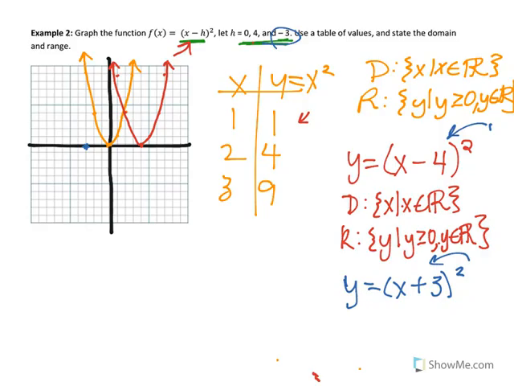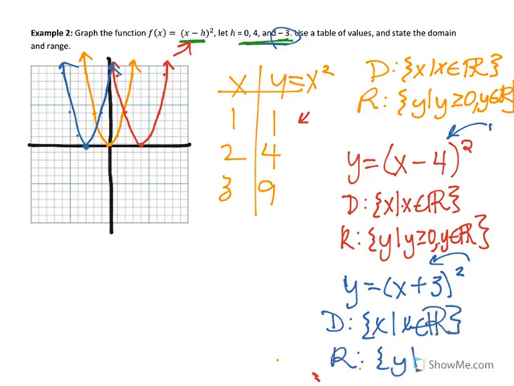Okay, so starting at 3, we're going to go over 1, up 1, over 2, up 4, over 3, up 9. And there's my graph. And again, the domain doesn't change. It's all the real numbers, and same with the range. Okay, so that's our two types of translations.